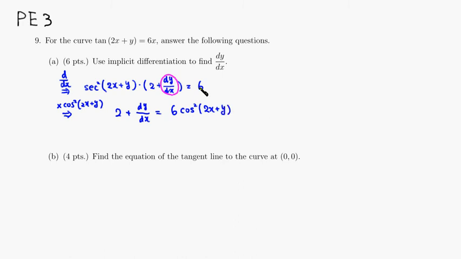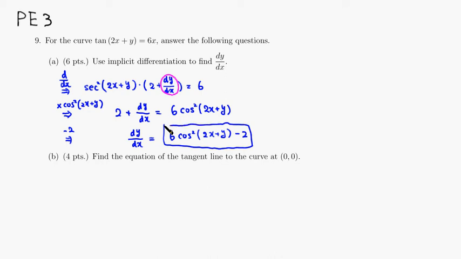Alright, then one more thing, we just need to get rid of this 2. We can simply subtract 2. So dy over dx, which is what we're looking for, would be 6 cosine squared of 2x plus y minus 2. So this is the dy over dx that we were looking for.